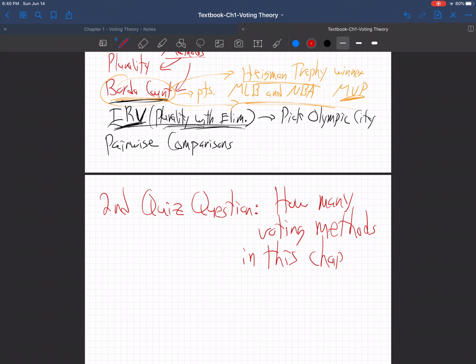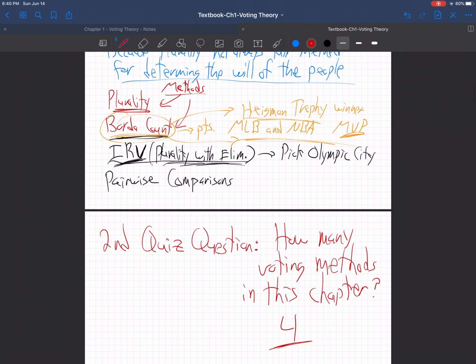How many voting methods are we going to discuss in this chapter? The answer is 4. There they are: plurality, Borda count, instant runoff voting, and pairwise comparisons. This is also called Copeland's method. The last two have two names: Copeland's is pairwise, and instant runoff voting is also called plurality with elimination.